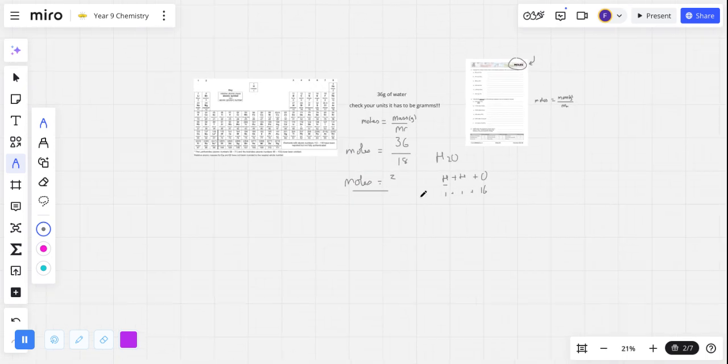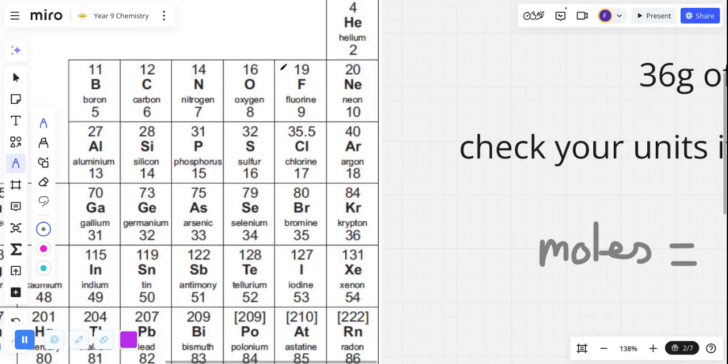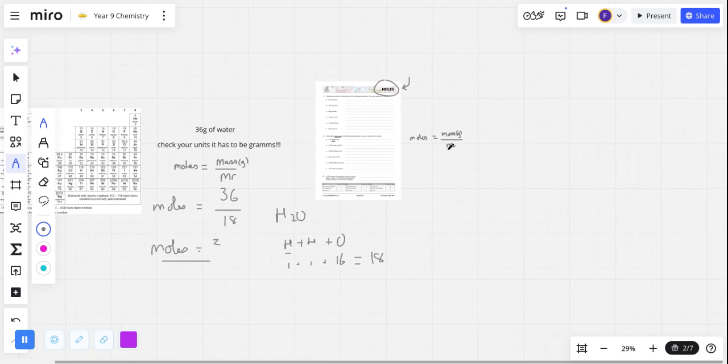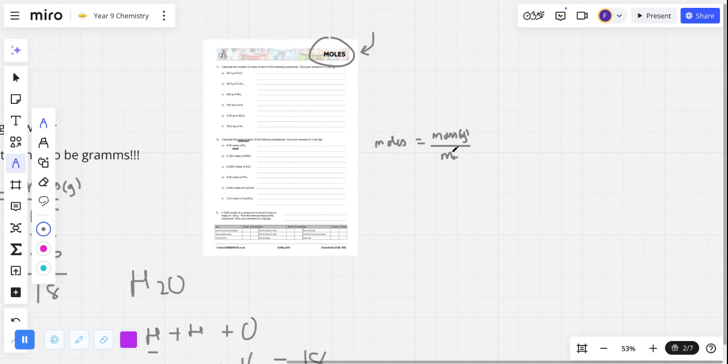Oxygen is 16. I got that from the periodic table. There. Put the numbers underneath the letters, add them all up. That's 18. Okay. Now, moles equals mass over MR.